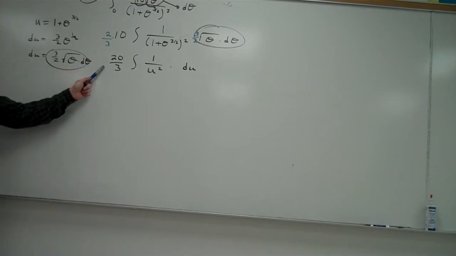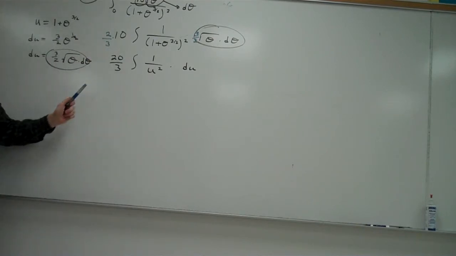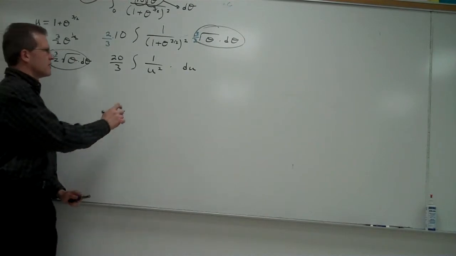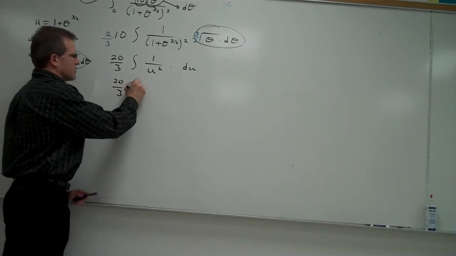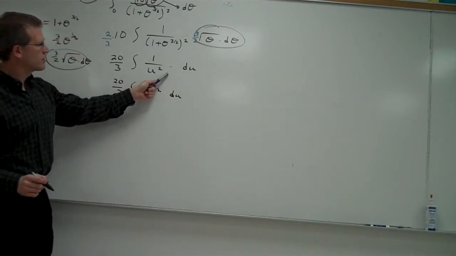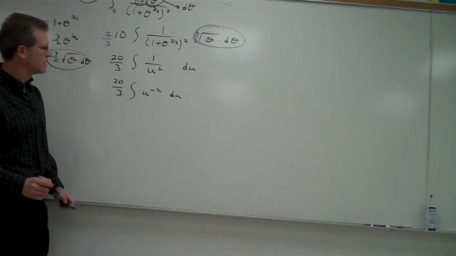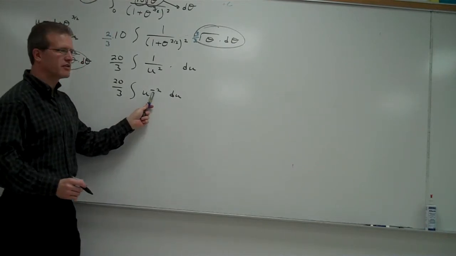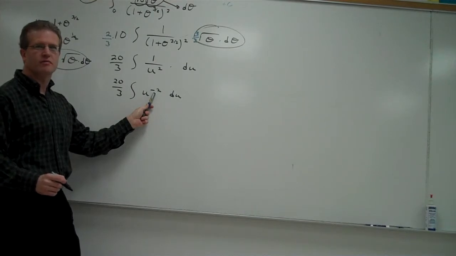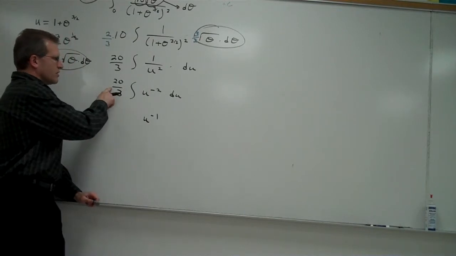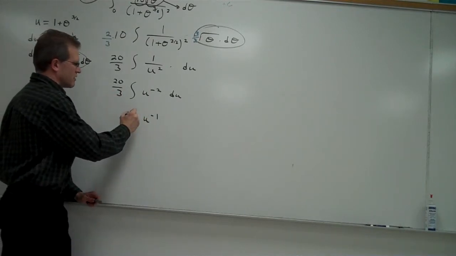Wow, this looks a lot simpler than what I had when I started, doesn't it? And that's the idea. Make your expression simpler. Any questions? Let's keep going here. Let's rewrite this as 20/3 times the integral of u to the negative 2. So I'm going to move this u squared to the top and call that u to the negative 2. Now, what am I going to do, the integral of u to the negative 2? 1 bigger, so that would be u to the negative 1. Then take 20/3 divided by negative 1 would be negative 20/3.